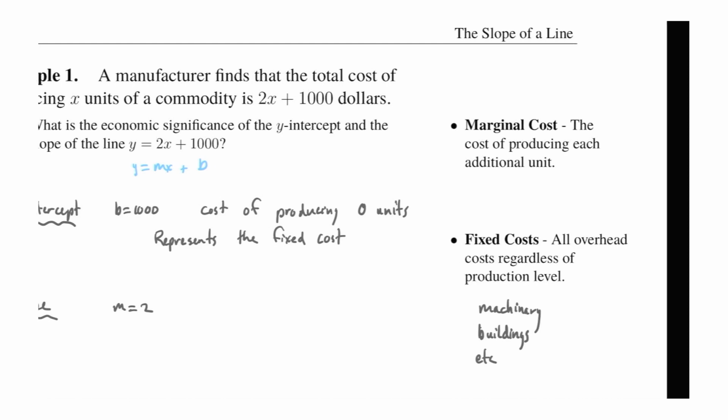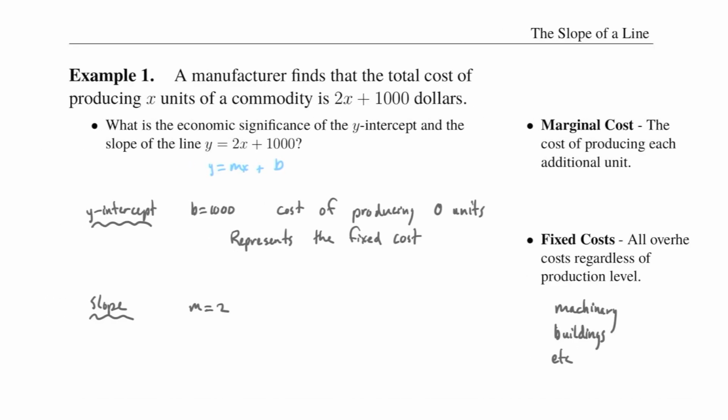Now, what does the slope represent? Well, the slope is the cost of producing each additional unit. So say I was producing 100 units and I wanted to know how much it would cost then to manufacture 101 units of this commodity. Well, that additional item would cost maybe $2. And so we call that the cost of producing each additional unit.